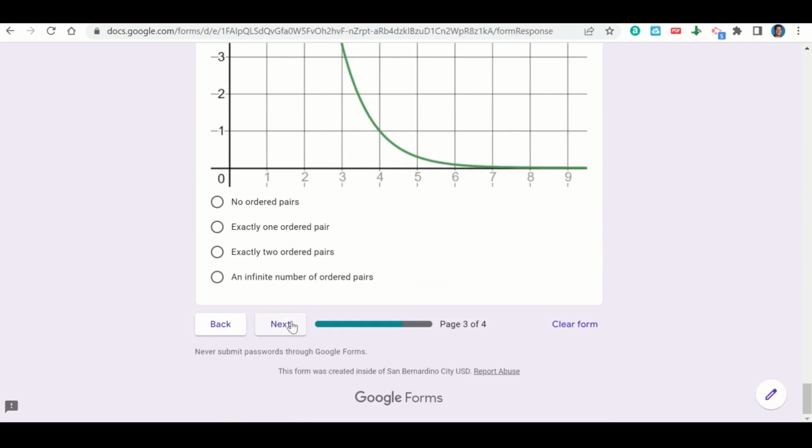Once we get to the end, we'll go ahead and click Next. This will take us to our Before You Go. Fill out your Before You Go and then submit your work on Google Classroom.